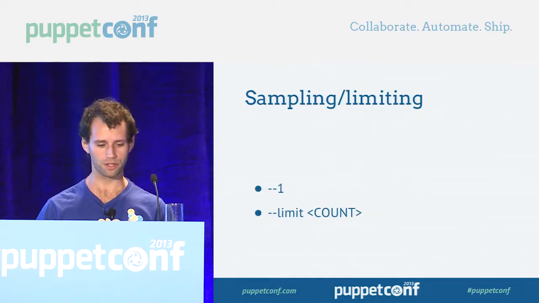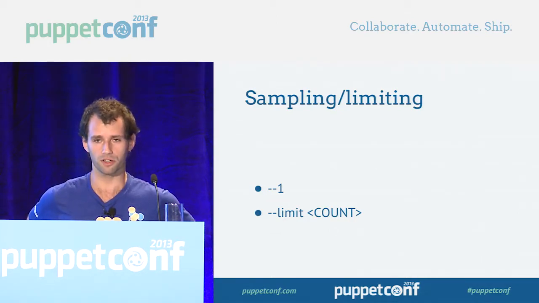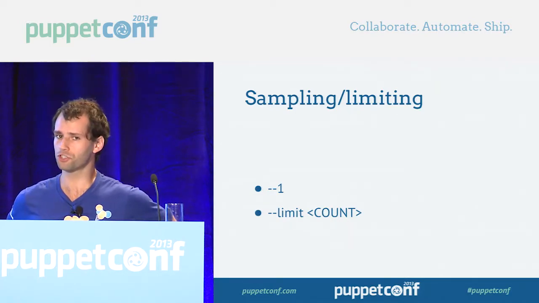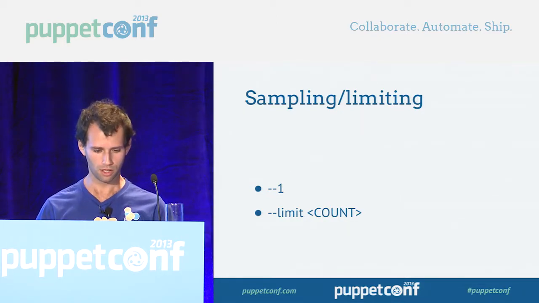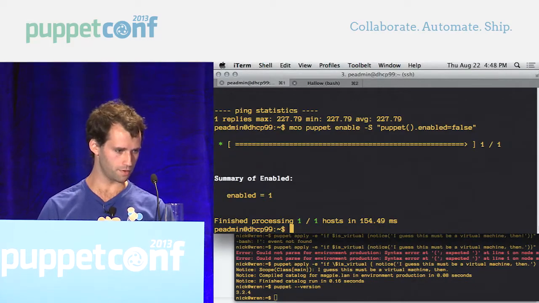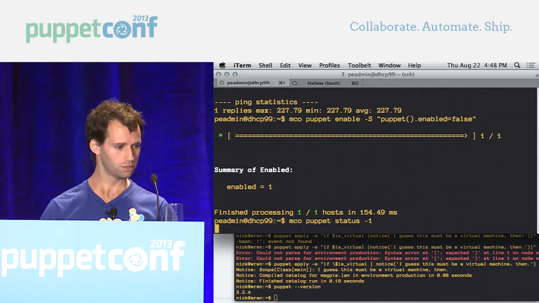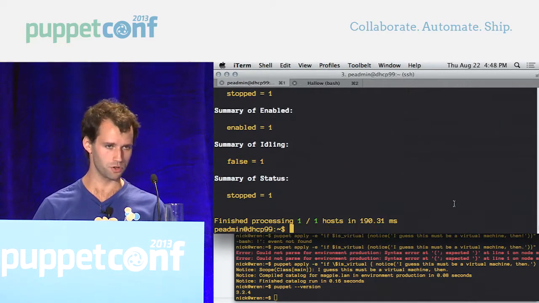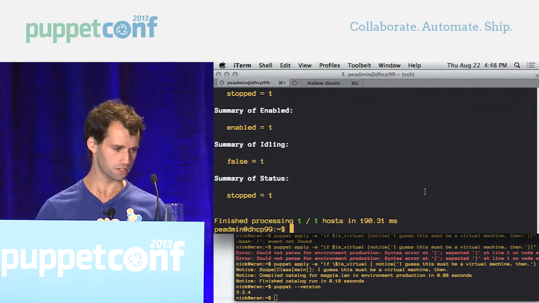Another new feature in PE3 is sampling and limiting. This is especially good for things where you want to sample the status of a service or the status of a piece of data, but you don't need to get a complete view of your entire infrastructure. You can limit the results to get only a few back. So if we expect that everything is in the same state, go puppet status -1. This is especially good if you're using filters and you can get a representative member of a filter. Just a nice little convenience.